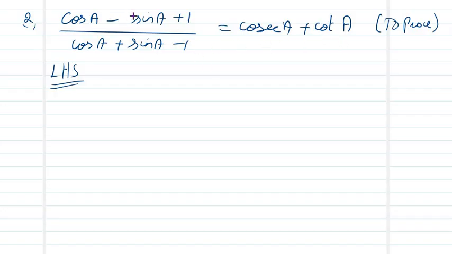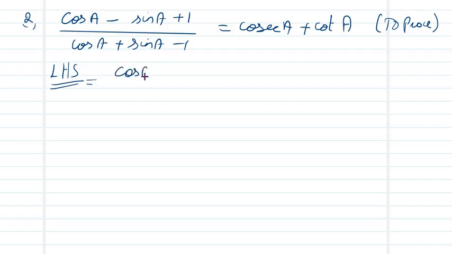Now how can we change the left hand side to cosecant and cot? Cosecant is 1 by sine and cot theta is cos theta by sine theta. So you will be able to observe that both of them are the ratios obtained when divided by sine theta. So what I am going to do, on the left hand side, every term in the numerator and the denominator I am going to divide by sine A. So the expression looks like this.